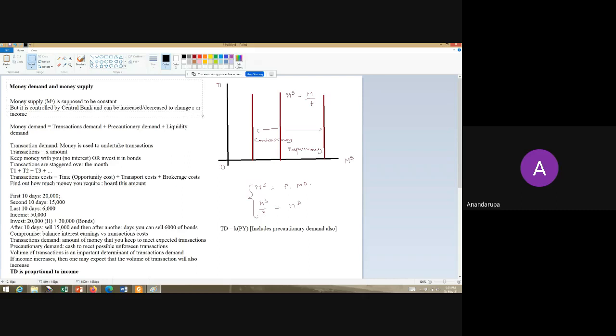Sir, in the diagram where it is given MS equals M by P, here the M is money demand.